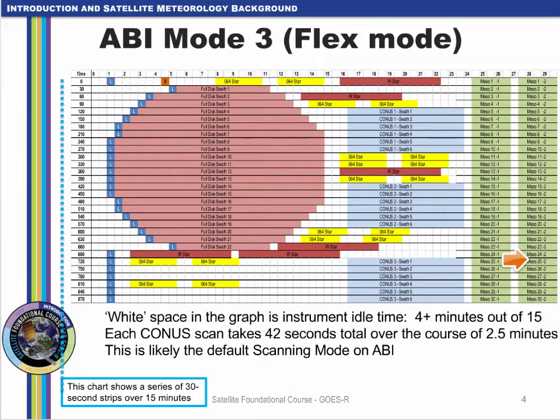Note that each CONUS image is acquired in only 48 seconds that are spread out over about 3 minutes. White space on this chart is instrument idle time. No radiation is being sensed.